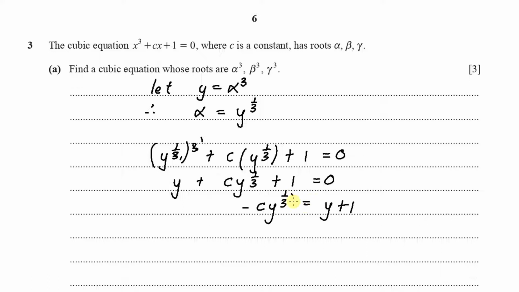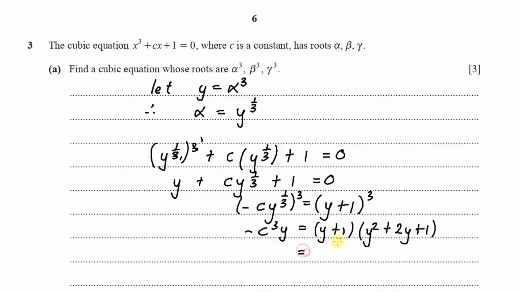And if we raise both sides to the power of 3, then we'll be having here minus c cubed y is equal to y plus 1 cubed, which is basically y plus 1 bracket y plus 1 squared, which happens to be y squared plus 2y plus 1. So we can continue simplifying. This is going to be y multiplying the second bracket. We have y cubed plus 2y squared plus y. And 1 multiplying the second bracket. We have y squared plus 2y plus 1. That's all equal to minus c cubed y.